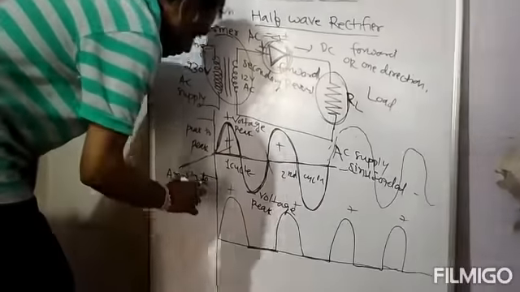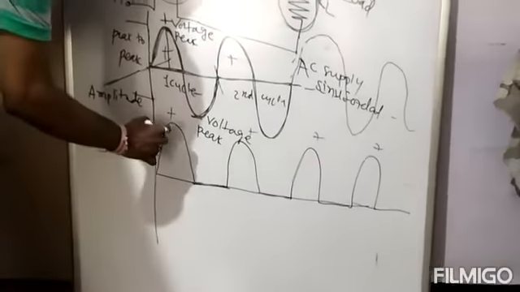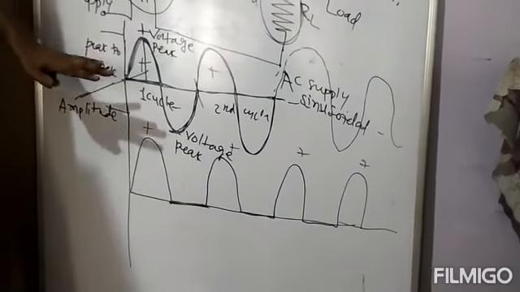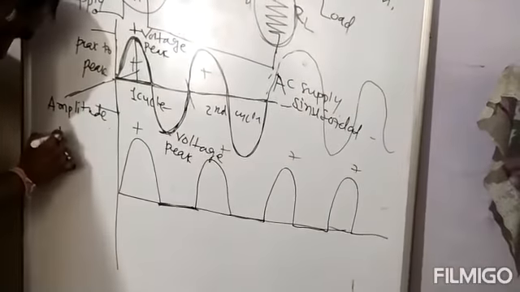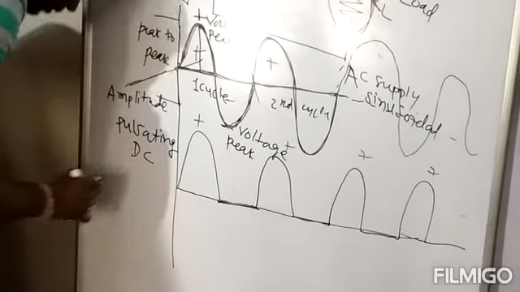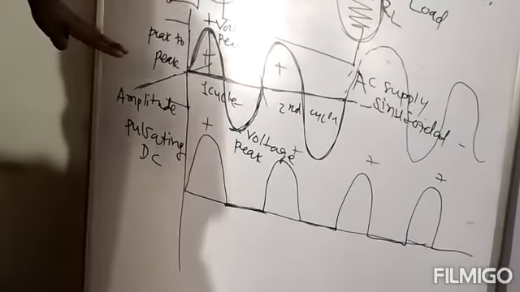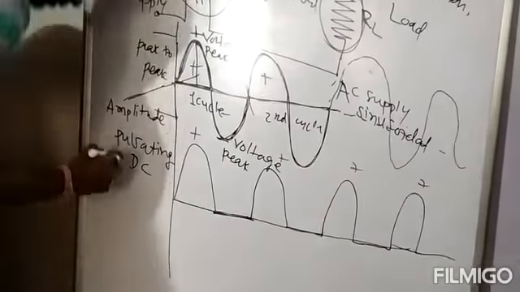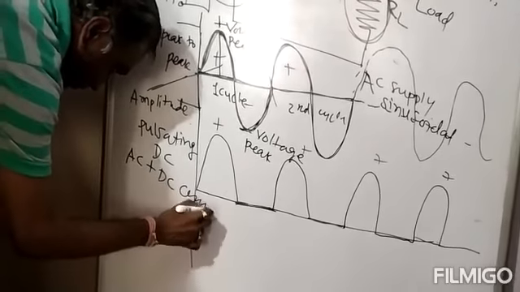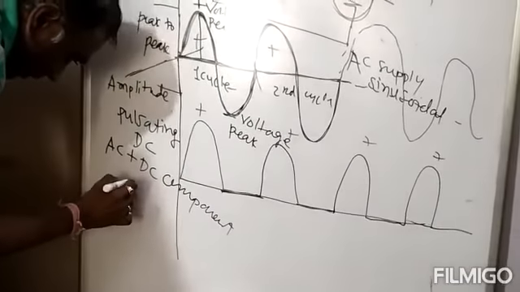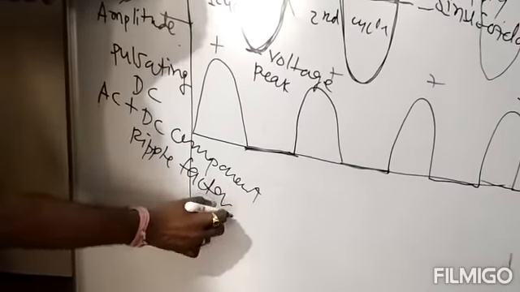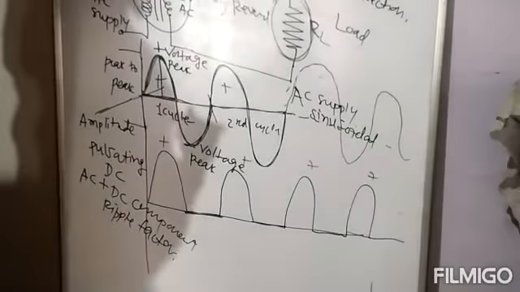Now, can we call it a pure DC? No, it's a pulsating DC. It's a DC supply, but it is not a pure DC supply. It is a pulsating DC. What is pulsating DC? It has the AC plus DC component and some ripple factor. So what is ripple factor? I will explain in the next video.